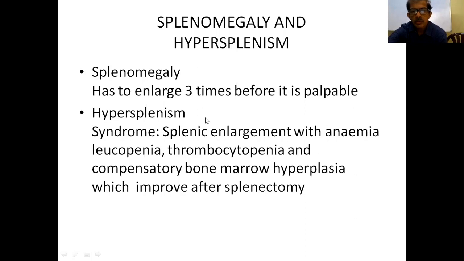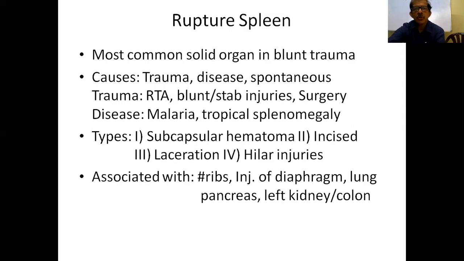So thinking that it is hypersplenism, you have removed the spleen, but the condition does not improve, then they are not due to hypersplenism. So there are 3 components. One, there should be splenic enlargement. Two, there is anemia, leukopenia, thrombocytopenia, with compensatory bone marrow hyperplasia, which will improve after splenectomy, right? So now let us go to the trauma.